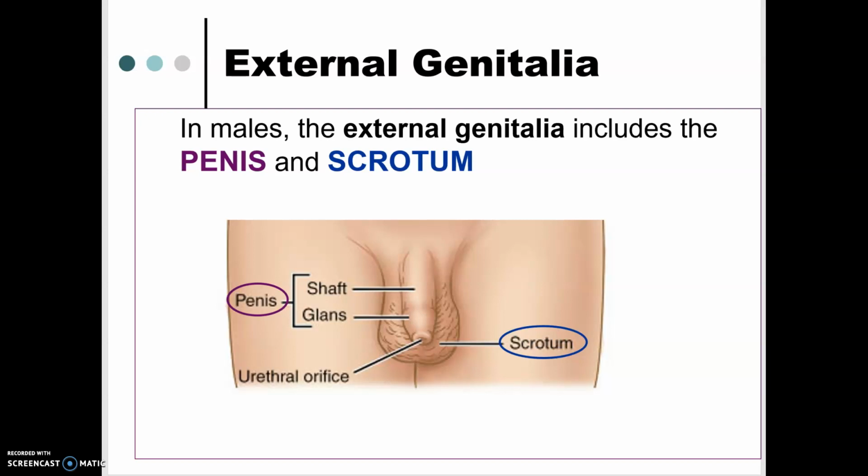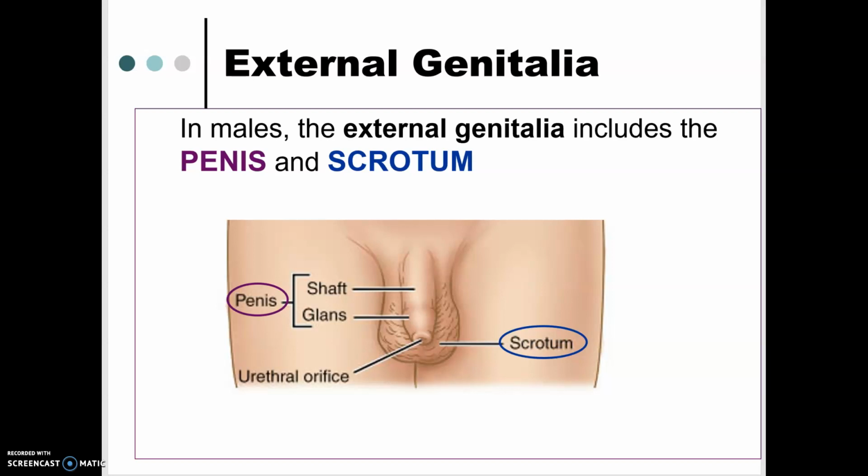Okay guys, in this clip let's finish up the anatomy of the male reproductive system, and then we'll start in on the anatomy of the female reproductive system. So yesterday we talked about spermatogenesis and the physiology of the male reproductive system, and we get to this point here, now we're talking about the external genitalia.